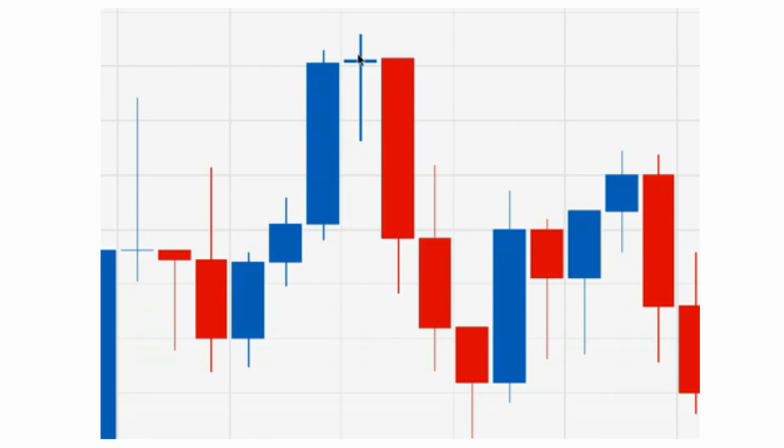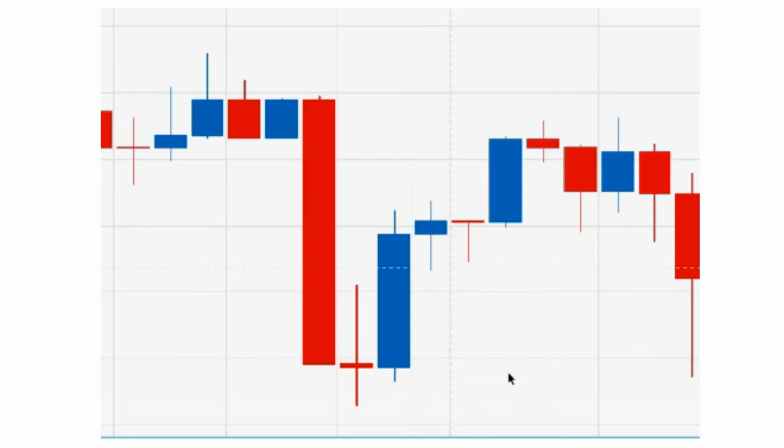Another thing about Dojis is that they have more relevance at the top of a chart if they follow a long blue candle. In this case, a long blue candle followed by a Doji at the top of a trend is a very bearish signal. The same is true in reverse at the bottom of a downtrend. Dojis have more relevance at the bottom of a downtrend if they follow a long red candle.